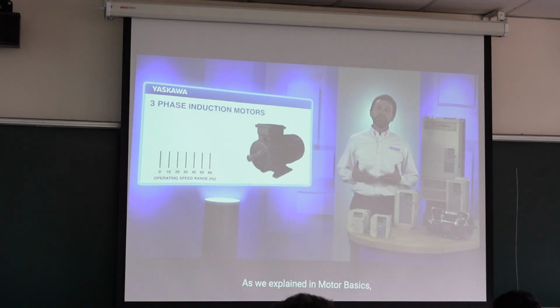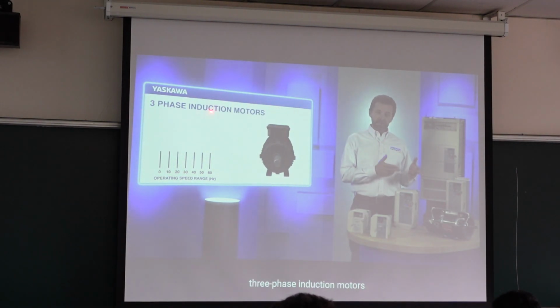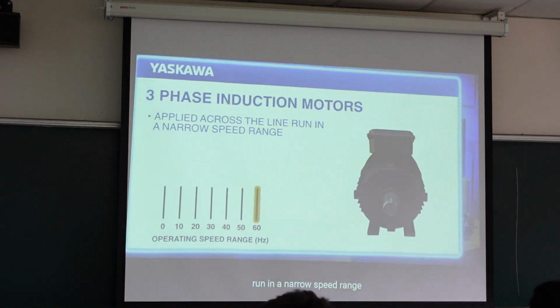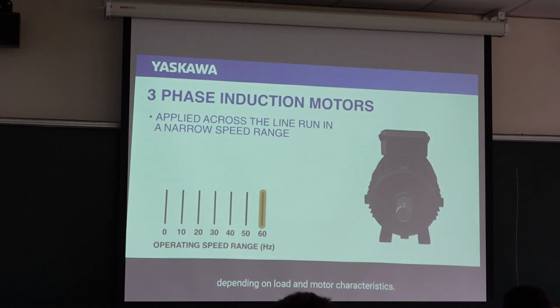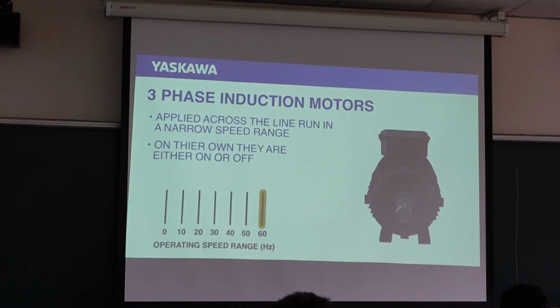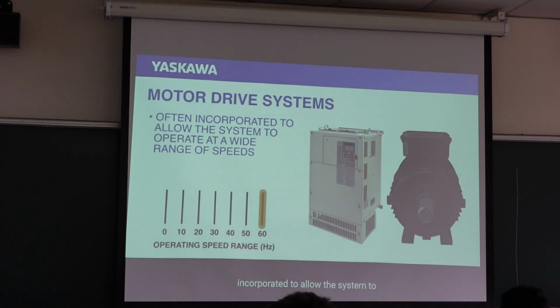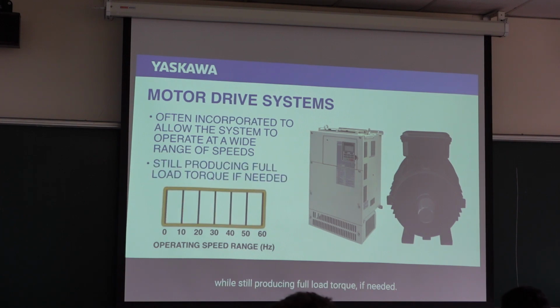As we explained in motor basics, three-phase induction motors applied across the line run in a narrow speed range, depending on load and motor characteristics. On their own, they're either on or off. Motor control systems are often incorporated to allow the system to operate at a wide range of speeds while still producing full load torque if needed.